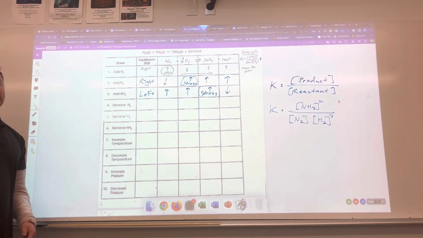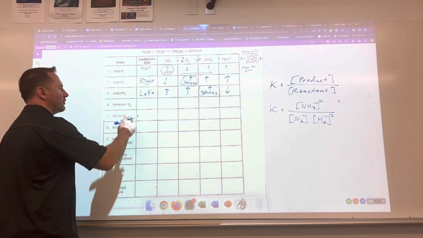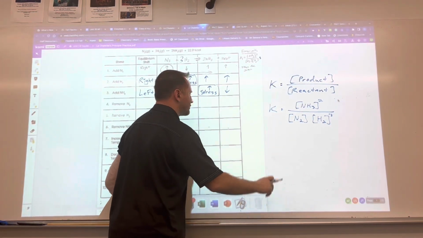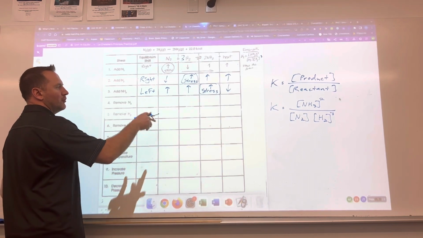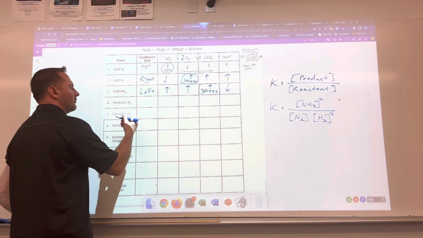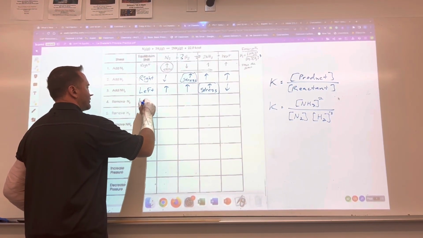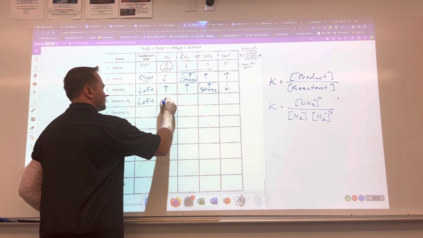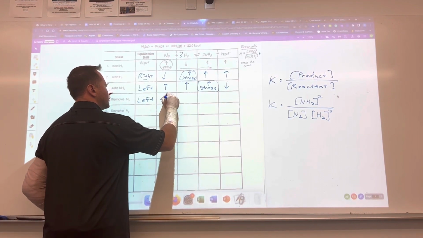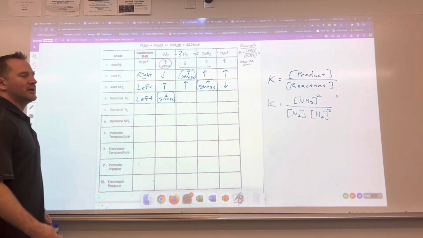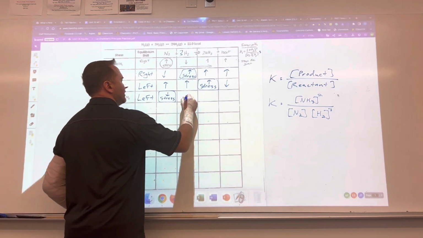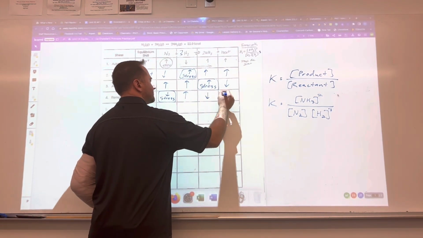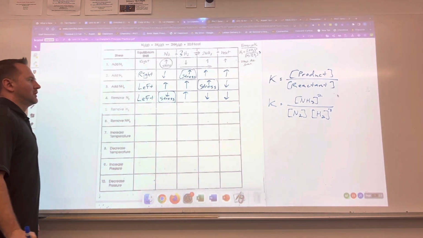Now we're going to take a look at what happens if we remove some components. So if we remove nitrogen, right, then we're going to have a denominator that would be smaller than we should be at equilibrium. So if we remove a reactant, it's going to want to make more of it. So it would favor going to the left, okay? And if our stress is that we reduce this, since we're going to be forming more reactants, this concentration would go up of the other reactant, and then our product concentrations would go down.